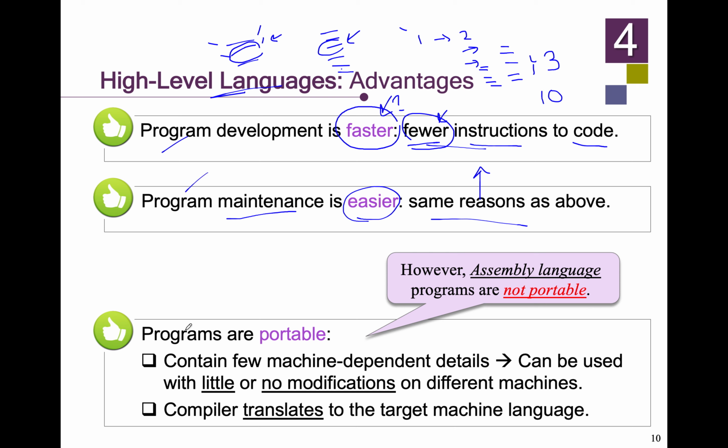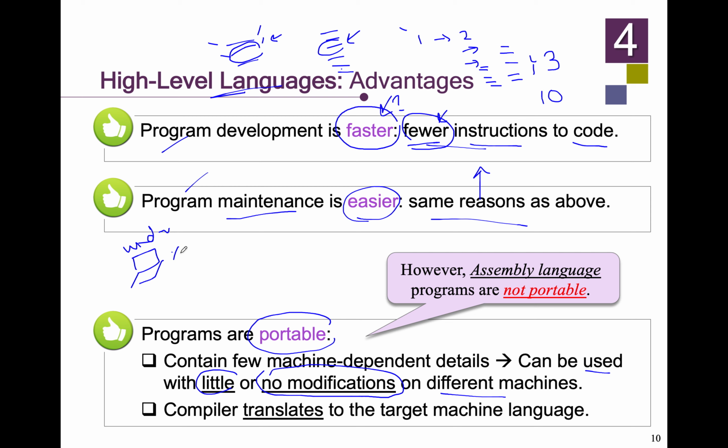Now another advantage: this high level language is portable. What is meant by portable? Portable means it can be used with little or no modification on different machines. So, I'll just give an example, okay, let's say you have a Windows machine.